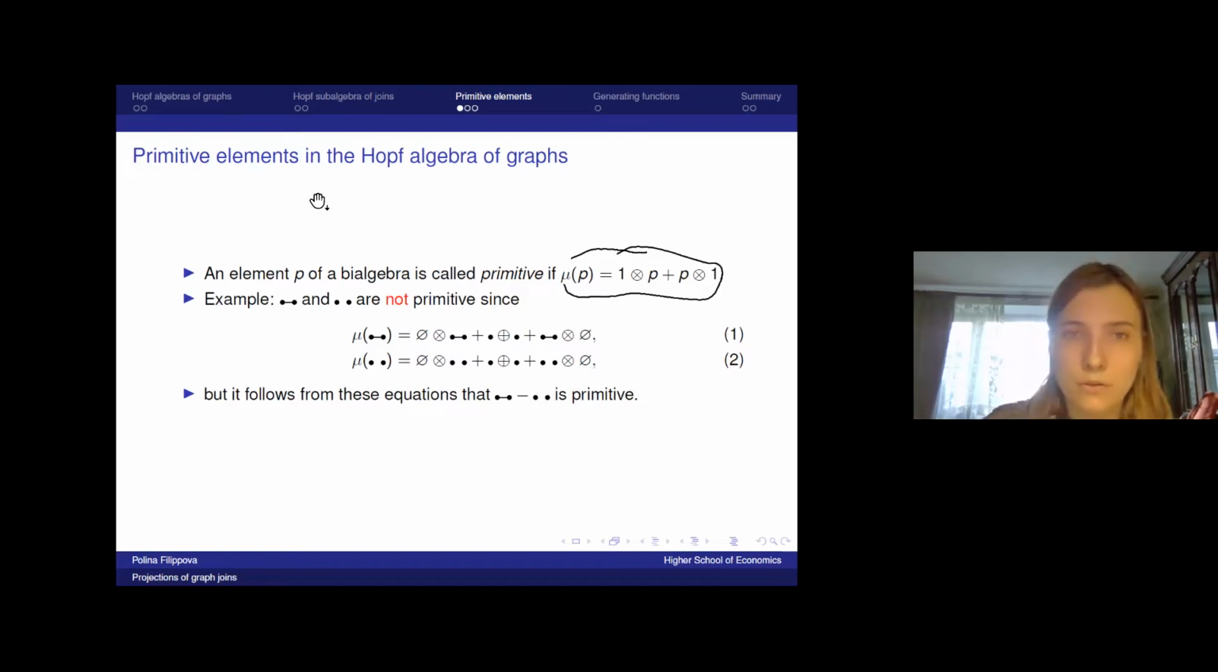Note that unit is not primitive, but I will not prove it; it's an easy exercise. These 2 graphs are not primitive too. We may just write their co-product and see that this co-product does not have this form, but we may take their difference.